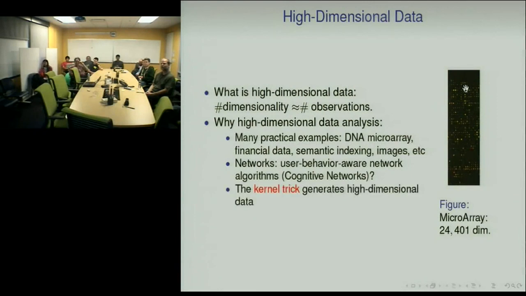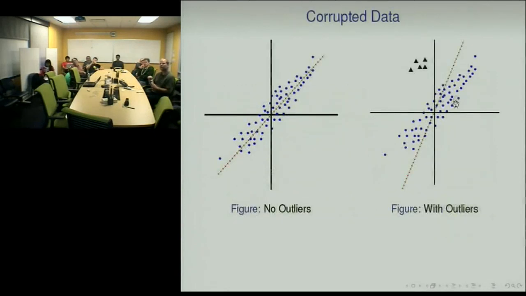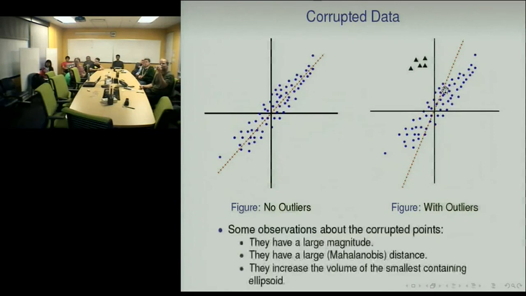Another reason why high-dimensional data is important is the kernel trick, which of course generates high-dimensional data. What we'll see here is that traditional tools do not seem to scale up in this setting. Let me give you an example. Here I have a figure where we have no outliers, and here we do have outliers. Now think about it in the lower dimensional regime. This is a really easy problem, right?